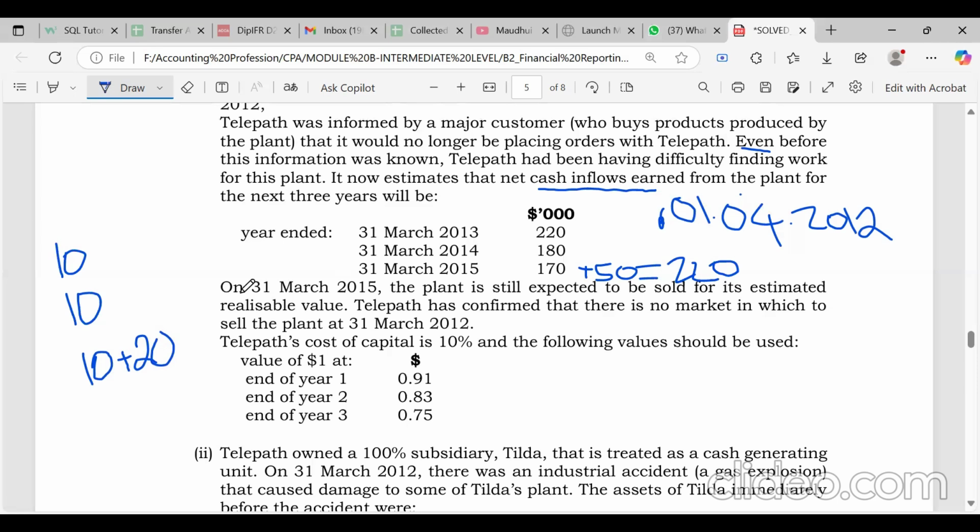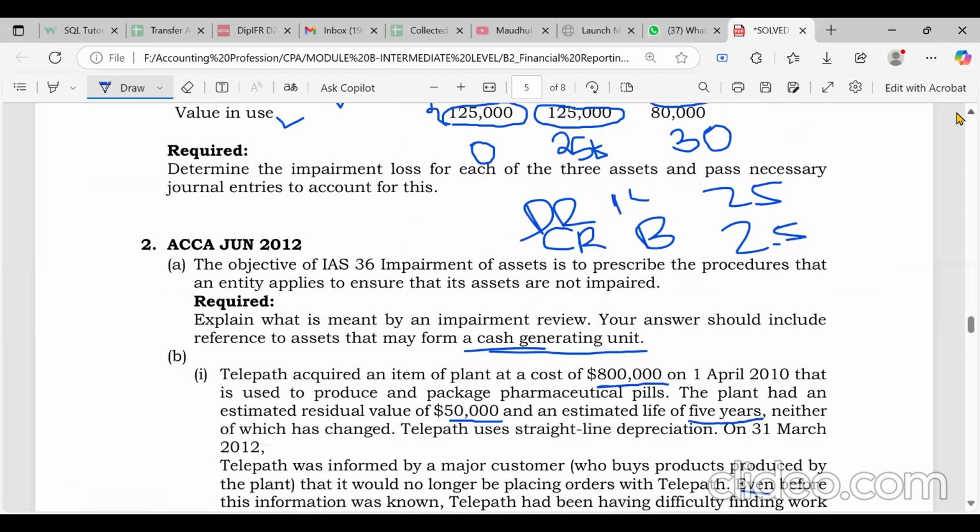You're told that from 31st March 2015, the plant is still expected to be sold for its estimated realizable value. So we still expect to sell it for that amount. That is also part of the cash flow we are going to get. And that's why when you read about value in use, you are told that you take the present value of the cash flows you expect to get from that asset by using it, but also its ultimate disposal. I'm repeating again, it is specifically said, and its ultimate disposal. When you dispose of it, you also get the cash flows. You got the point.